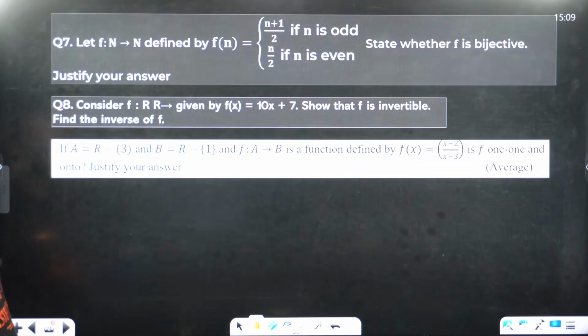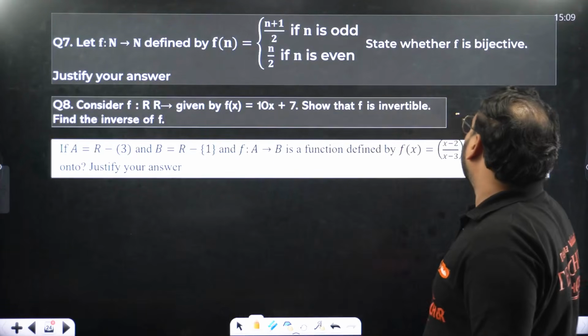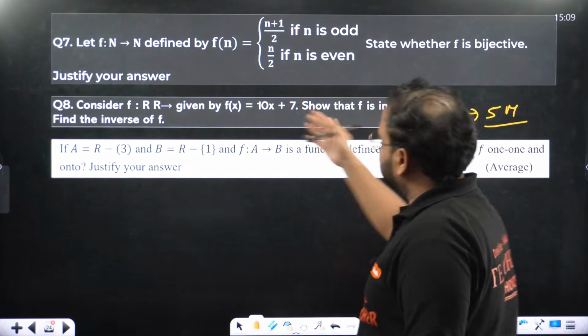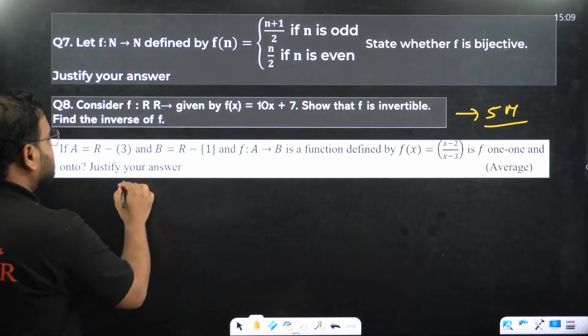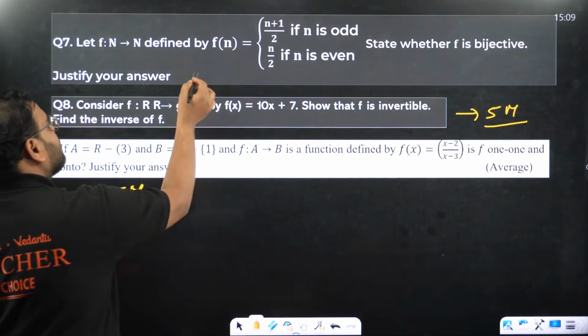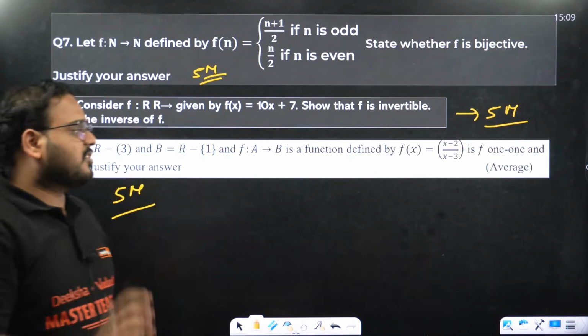Okay, clear? Moving on, these are your questions on the bijective functions. Okay, this is a clear 5 marker where you have to prove it is invertible and then also find the inverse. This also is a 5 marker. This also is a 5 marker. These are the 5 marker questions from relation and functions.